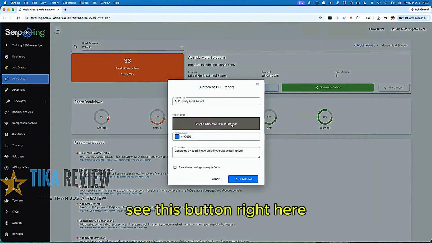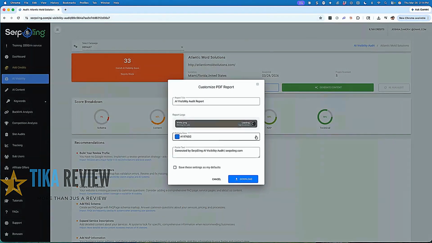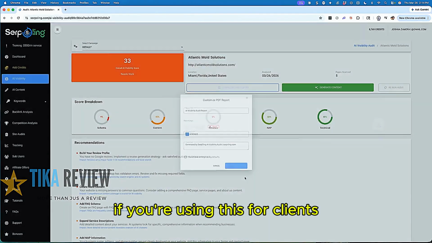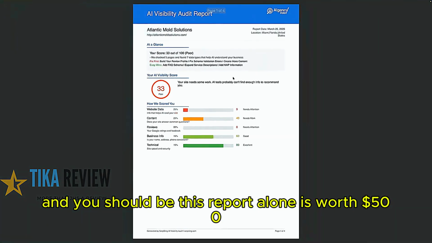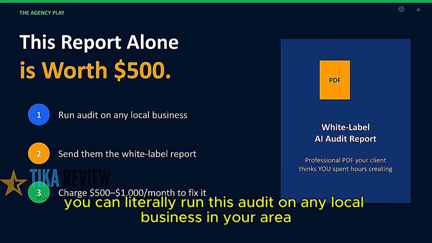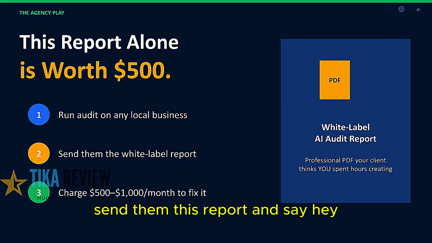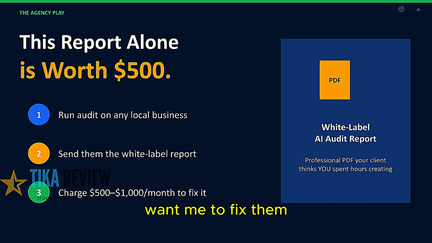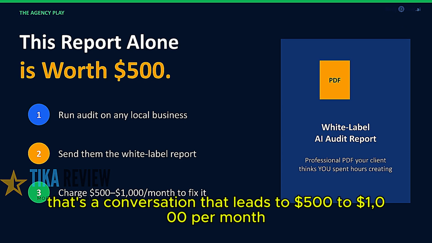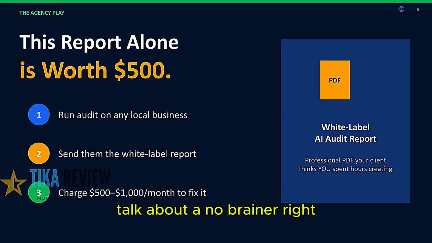Now here's where this gets really powerful. See this button right here? One click, and SerpSling generates a professional, white-label PDF report. Why does that matter? Well, if you're using this for clients, and you should be, this report alone is worth $500. You can literally run this audit on any local business in your area. Send them this report and say, hey, I found some issues that are keeping you invisible in AI search. Want me to fix them? That's a conversation that leads to $500 to $1,000 per month recurring. From a report that took you 2 minutes to generate. Talk about a no-brainer, right?